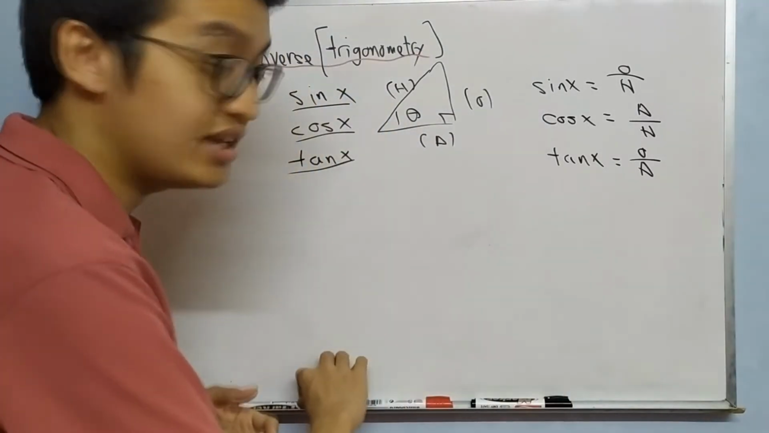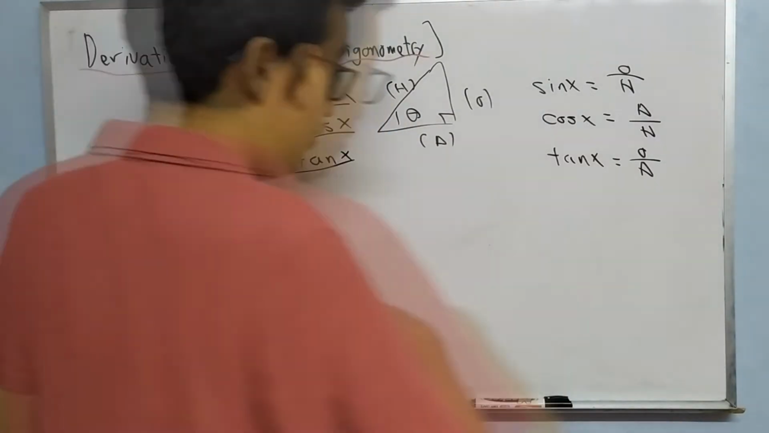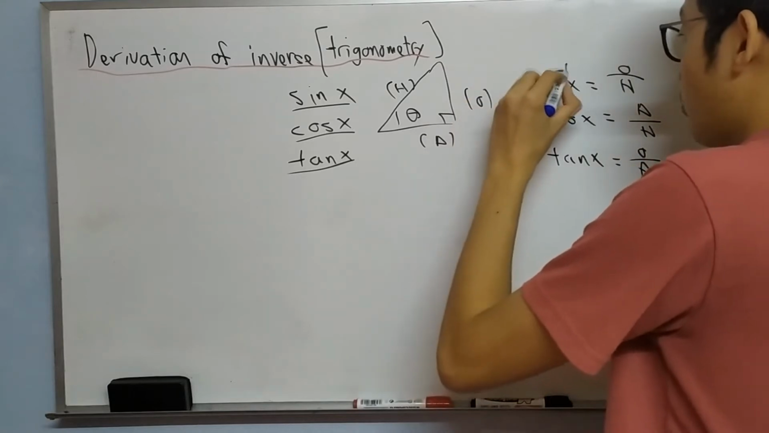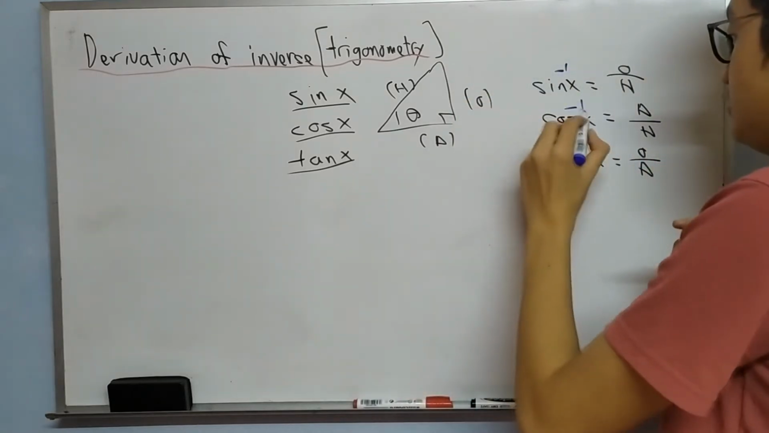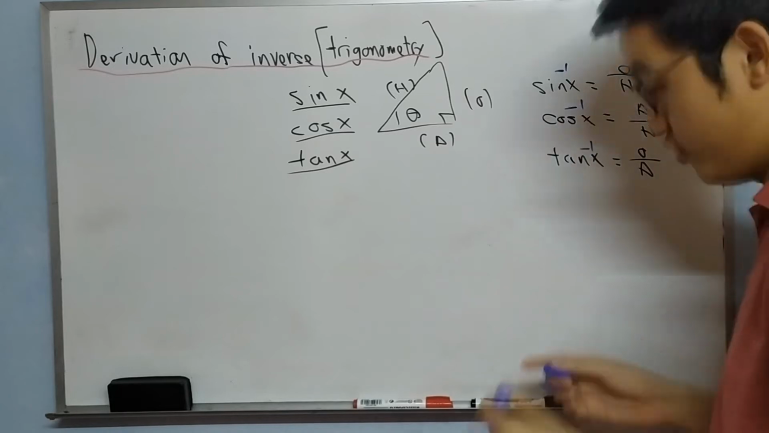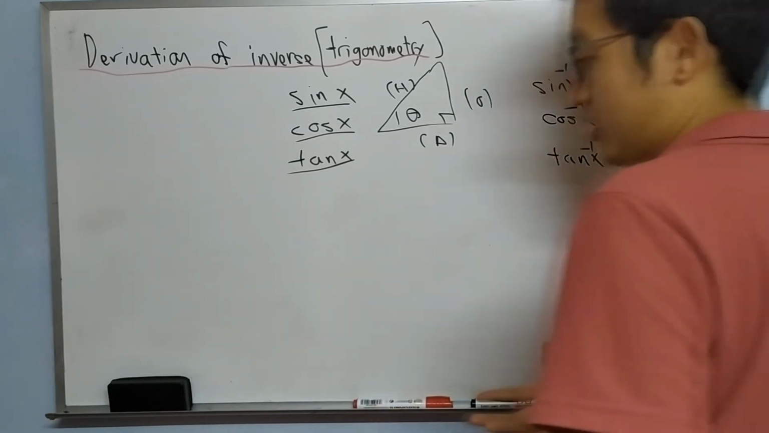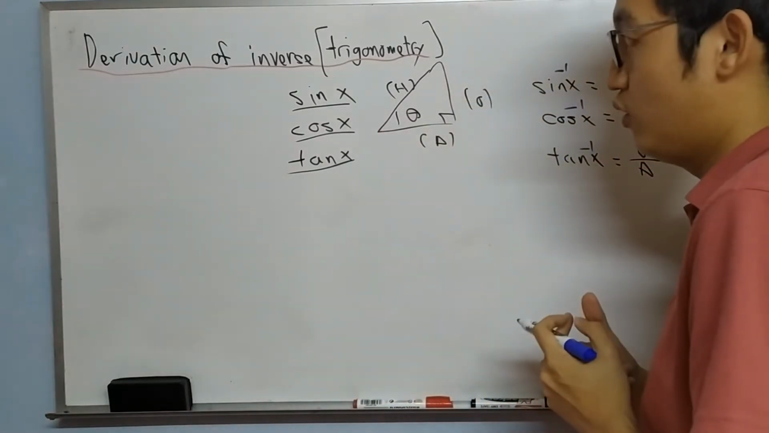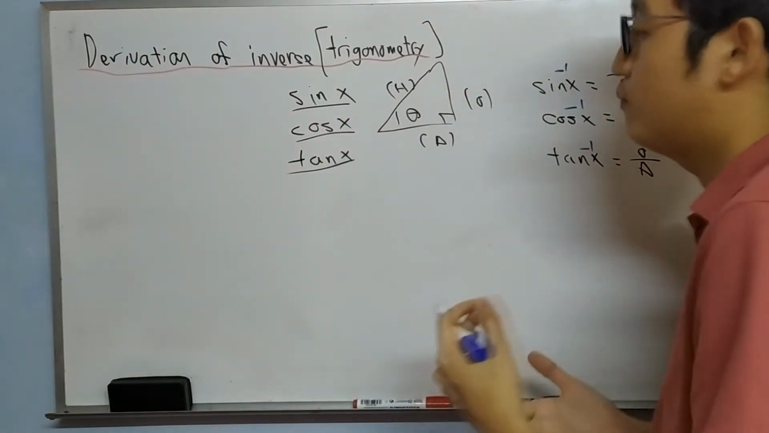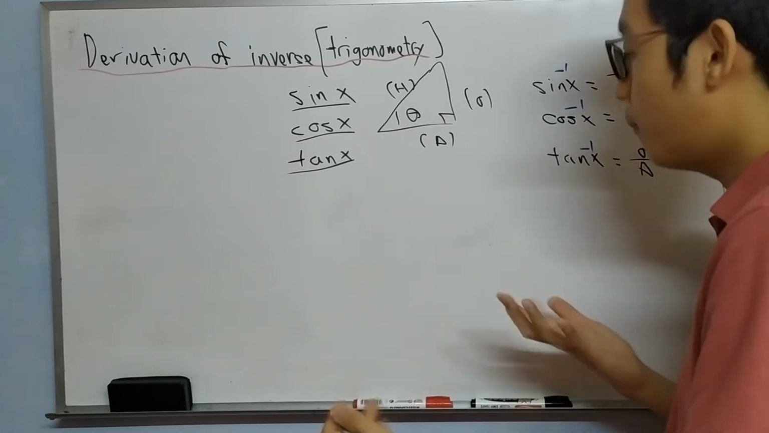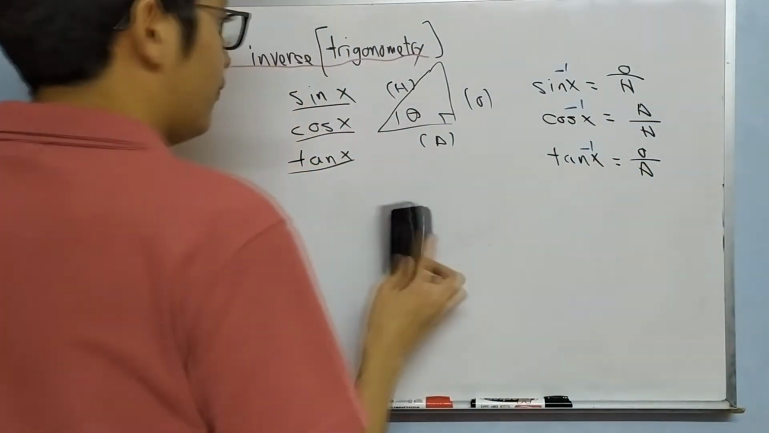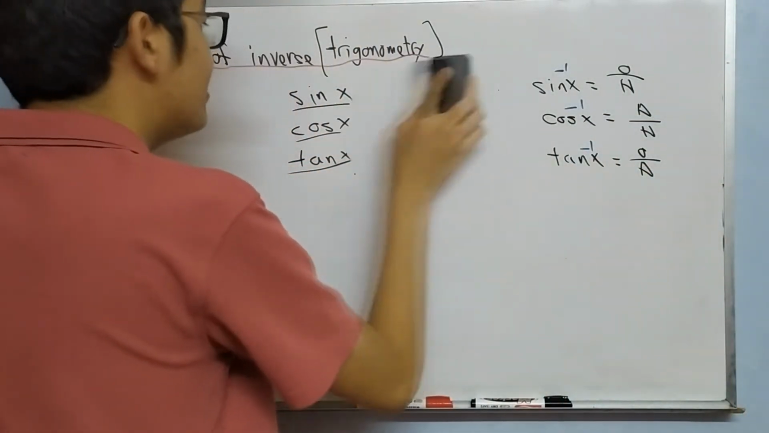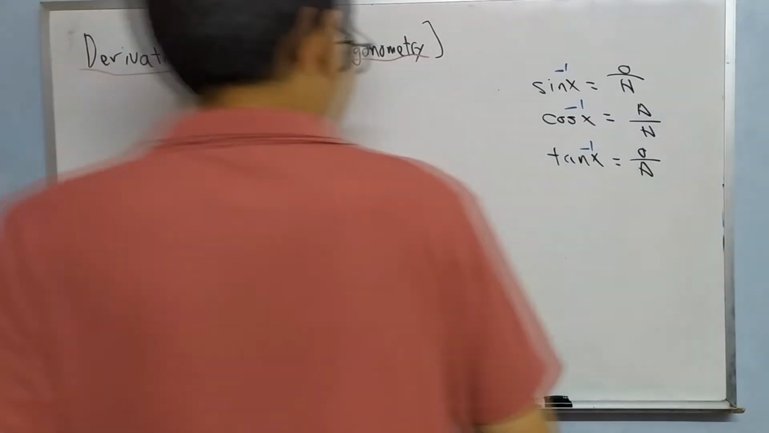But what is inverse? For inverse, we just add a negative 1 upstairs. This is inverse trigonometry. Now, if trigonometry is involved in calculus, we all know that it will become very complicated and very complex. Okay, now let's derive the inverse of trigonometry.